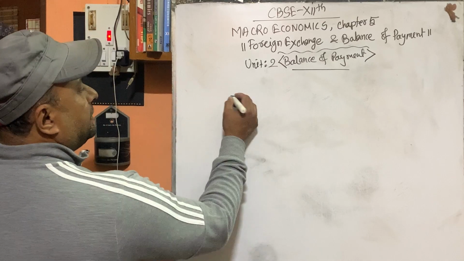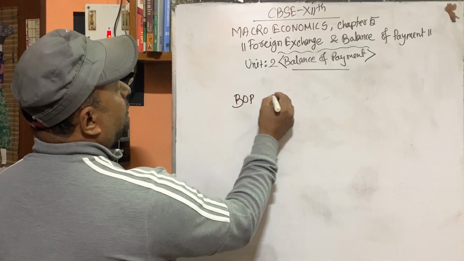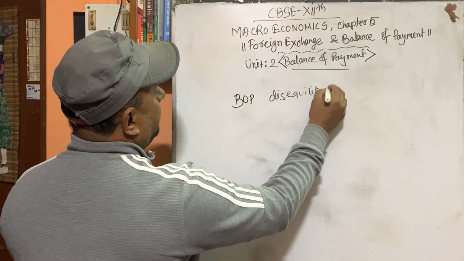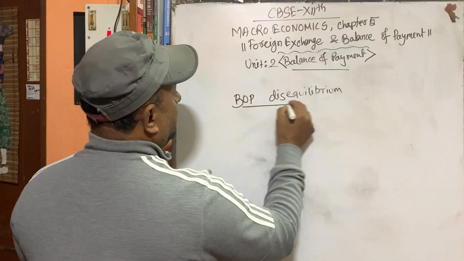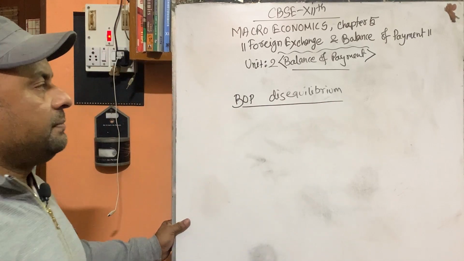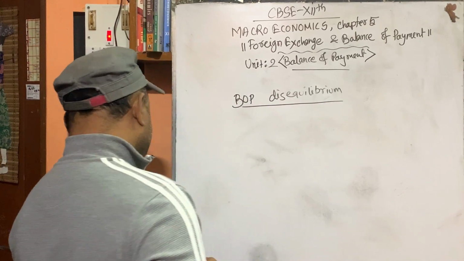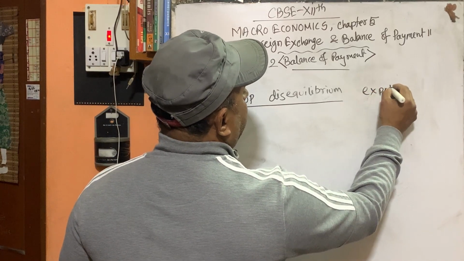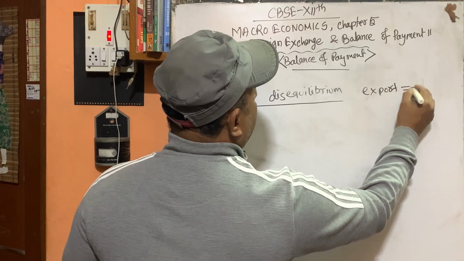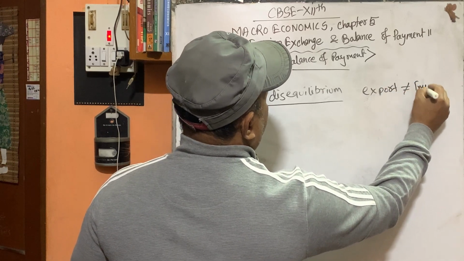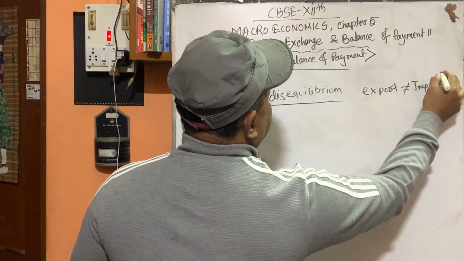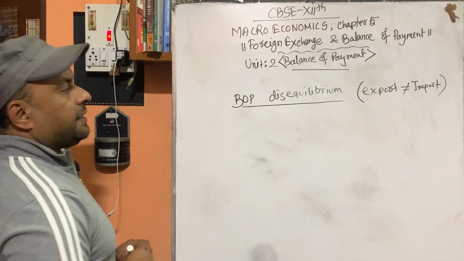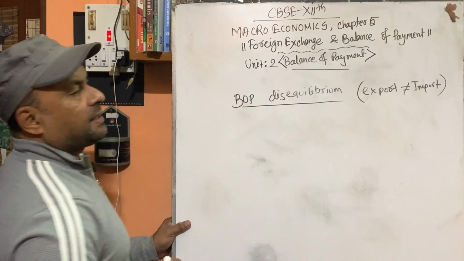Our next topic is BOP disequilibrium. Okay, BOP disequilibrium means when a country's export and import become unbalanced. Means if export and import are not equal, then it is BOP disequilibrium. That is either deficit or surplus in BOP.